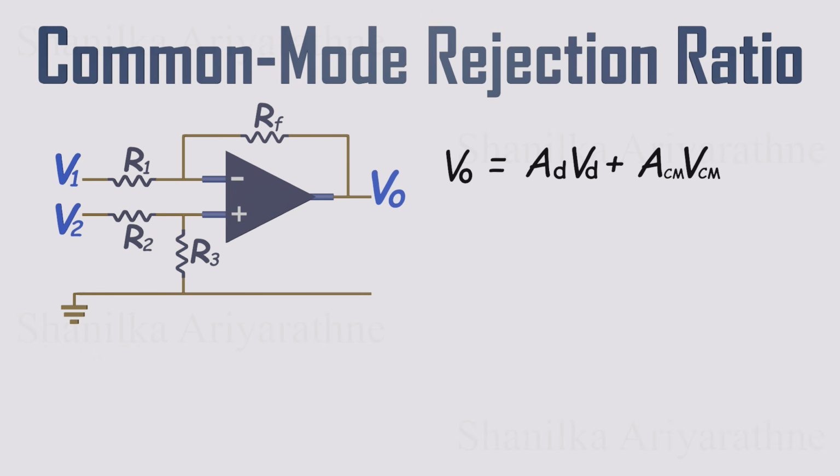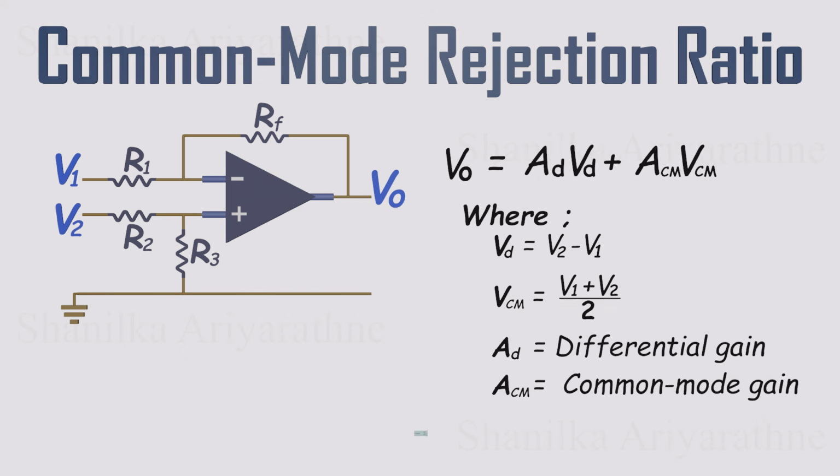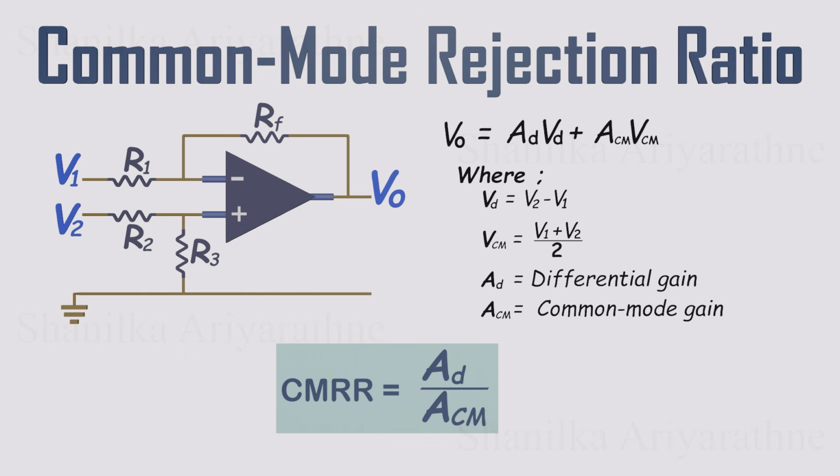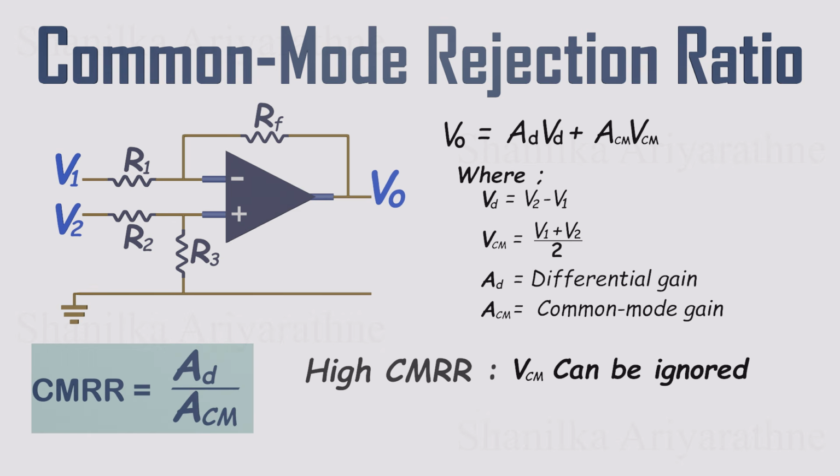Let's break it down. In a real differential amplifier, the output has two parts, the differential output and the common mode output. To see how much each part contributes, we measure them separately. First, we find the differential gain, AD. Then we measure the common mode gain, ACM. Once we have both, we simply take the ratio, AD divided by ACM. That's the common mode rejection ratio, or CMRR. If the CMRR is large, it means the amplifier is much better at amplifying the difference than the common mode, so we can safely ignore the common mode effect.